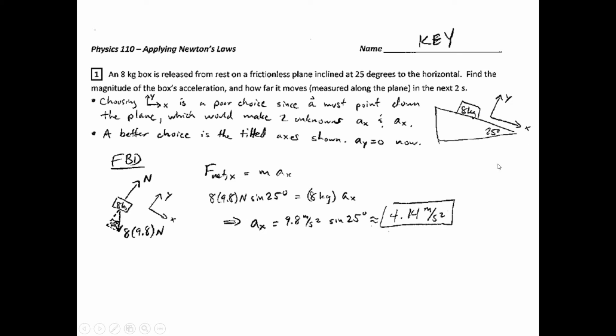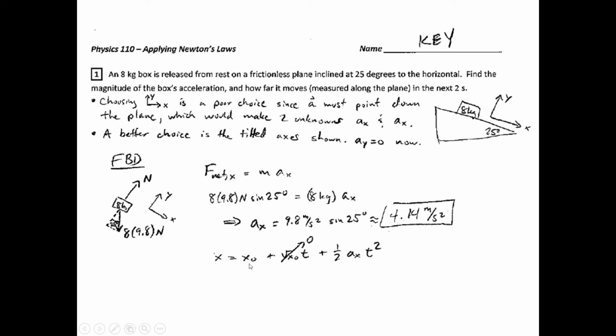Now we're supposed to also answer how far it moves measured along the plane in the next 2 seconds. And so that seems like we want to know what x is 2 seconds later. So let's define the time just after release to be t equals 0 and the final time to be 2 seconds after that. It seems like we just want x as a function of time. We can plug in t equals 2 seconds. So here's my x as a function of time kinematics equation.